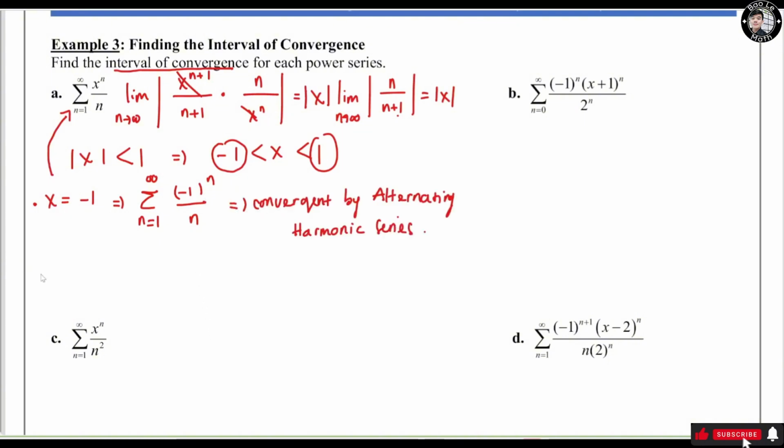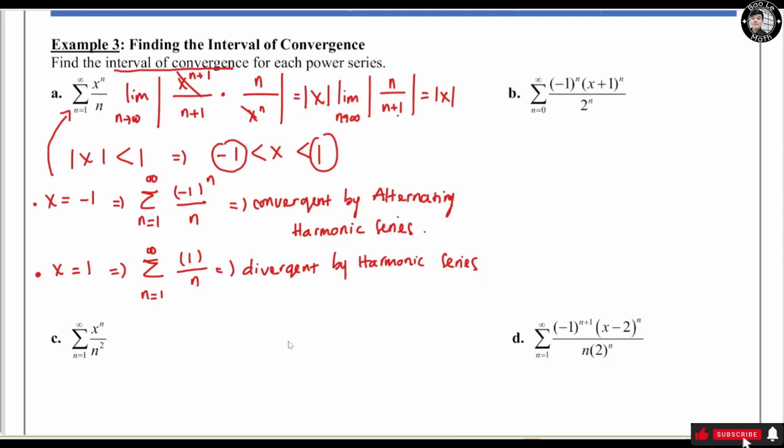Now we're going to check the second case, s equals 1. So the series becomes 1 to the power of n over n, when n goes from 1 to infinity. Now 1 to the power of n is actually 1, so I don't need this. Now this one is divergent because this is the harmonic series.